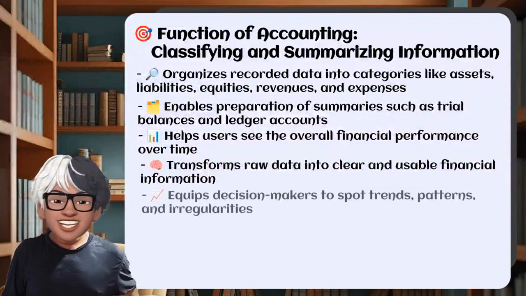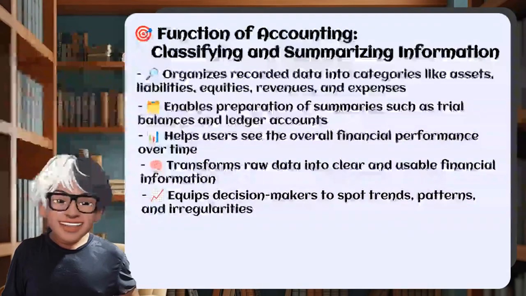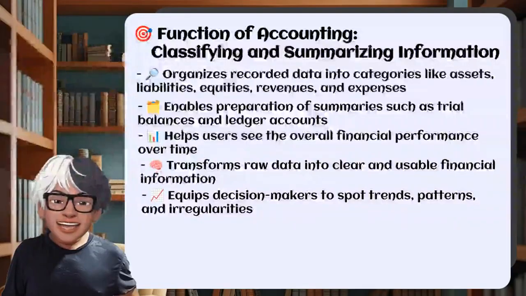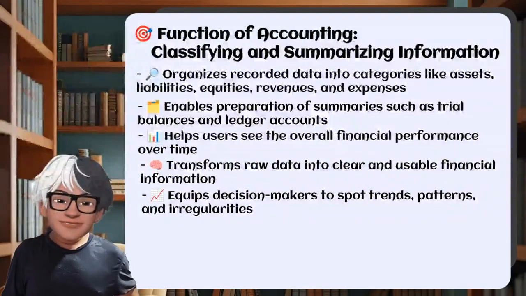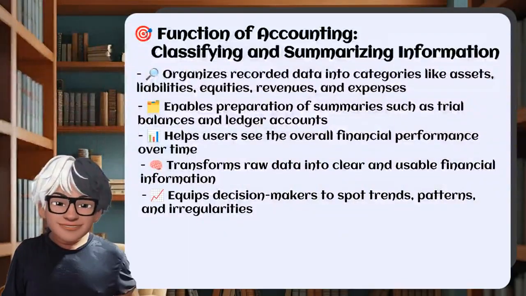With proper classification and summarization, decision makers can pinpoint trends and abnormalities that need attention. By summarizing data regularly, anomalies like sudden expense spikes or unusual revenue drops become visible. Trends help forecast future performance and budget wisely based on past behavior.